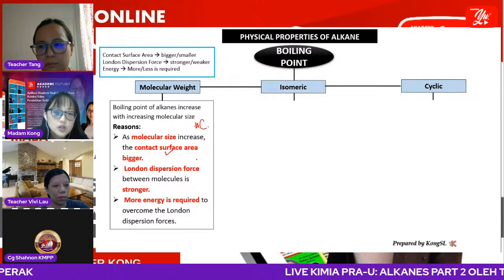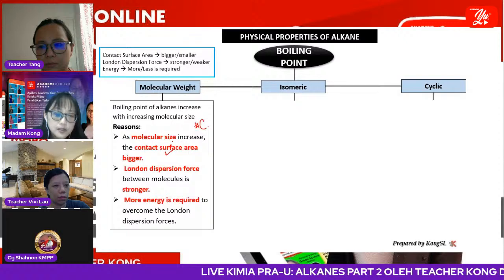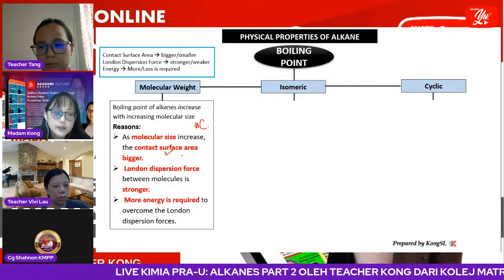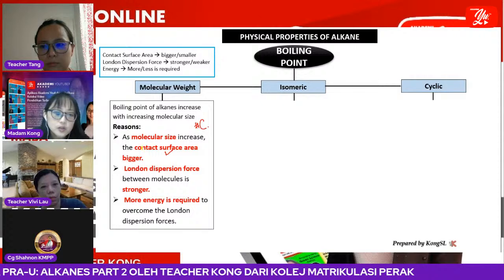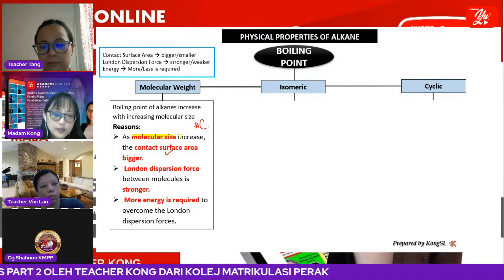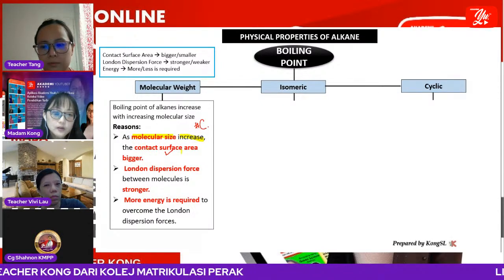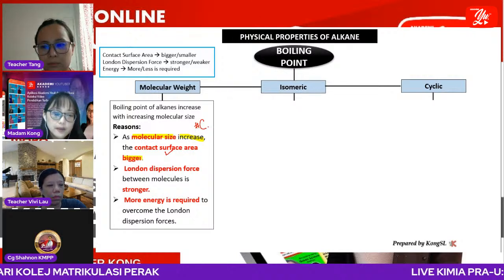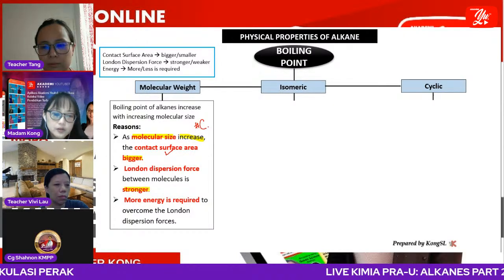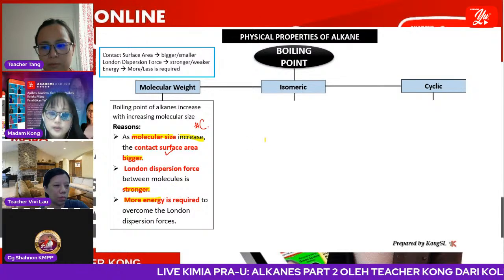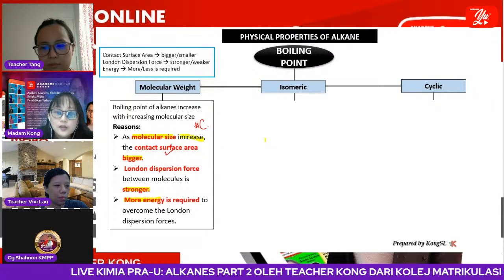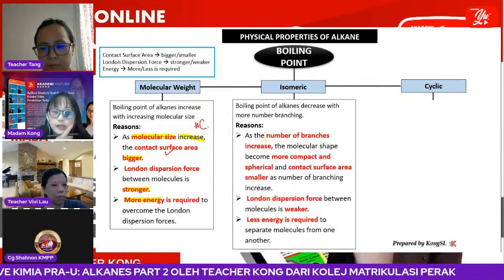So when the molecular size increases, the surface area becomes bigger. You must know that when molecular size increases, the contact surface area is bigger, so automatically the London dispersion force is stronger. More energy is required to overcome the London dispersion forces. For isomeric, what is meant by isomeric?